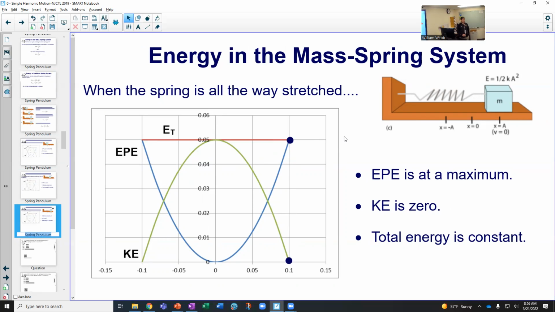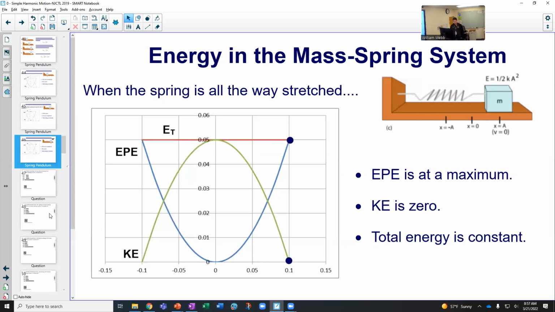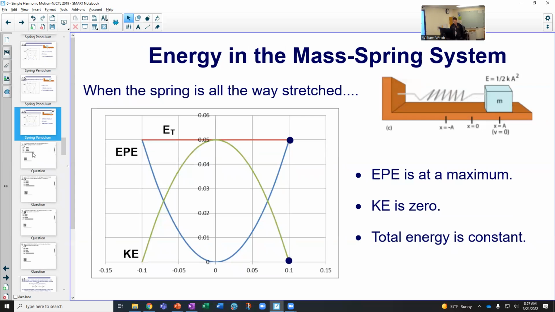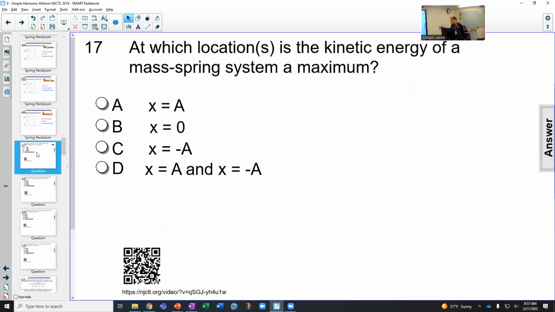All right, so that's just an important thing to keep in mind as you're answering a wide variety of questions about any sort of energy relationship, in this case focused on simple harmonic motion of springs. So let's practice a couple questions, make sure you're getting the ideas here. So at what location is the kinetic energy of a mass spring system the maximum?